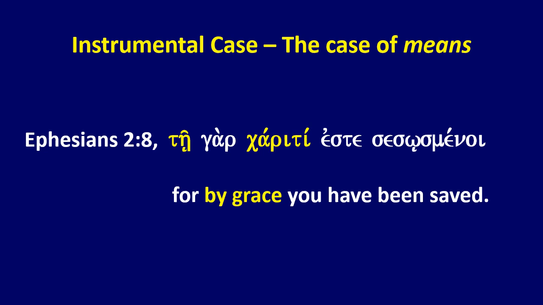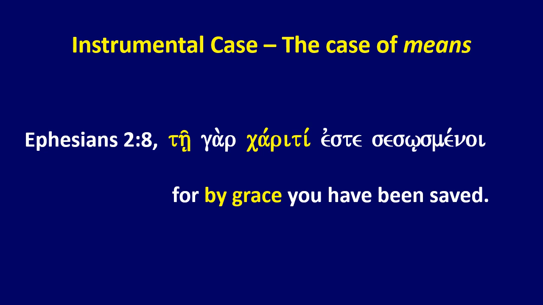Now here we have what's called a third declension noun. That's a category of noun, for grace right here, chariti, that you're going to learn later in a future lesson. But for now, just understand even third declension nouns function exactly the same as first and second declension nouns. But here we have the use of the word for grace. And so, for by grace you have been saved, Ephesians 2:8. And clearly here, the highlighted portions, tē chariti, are instrumental in their usage.